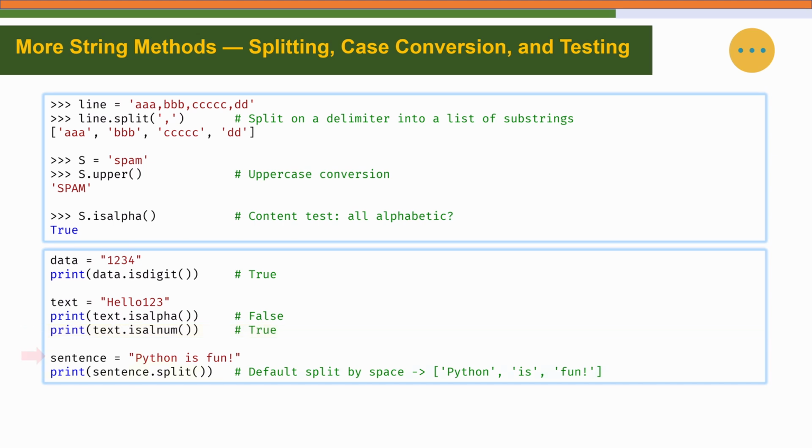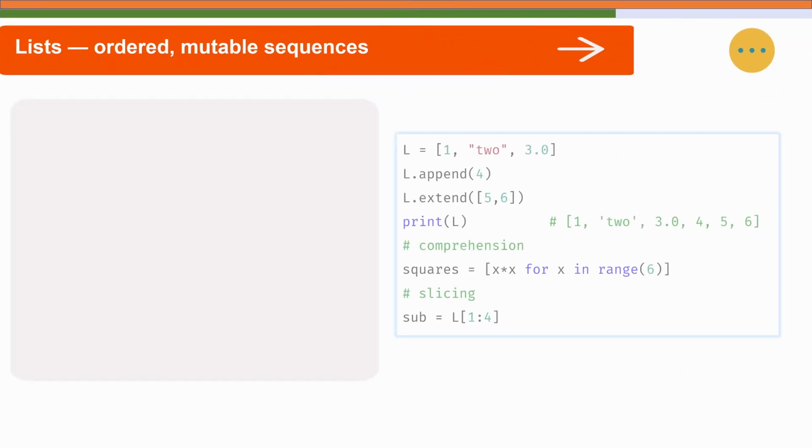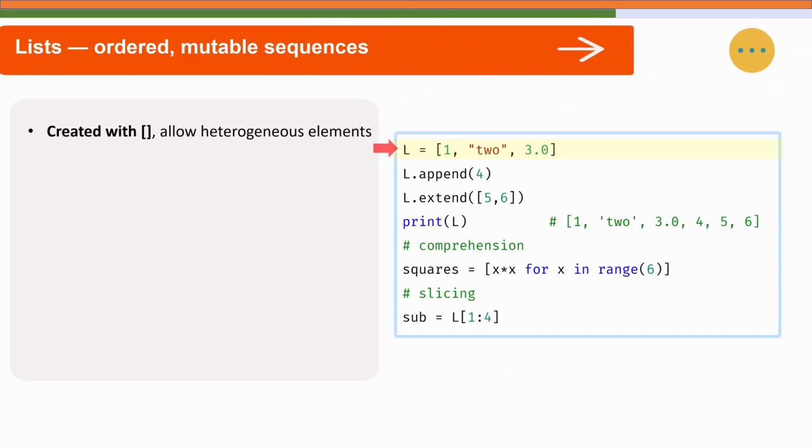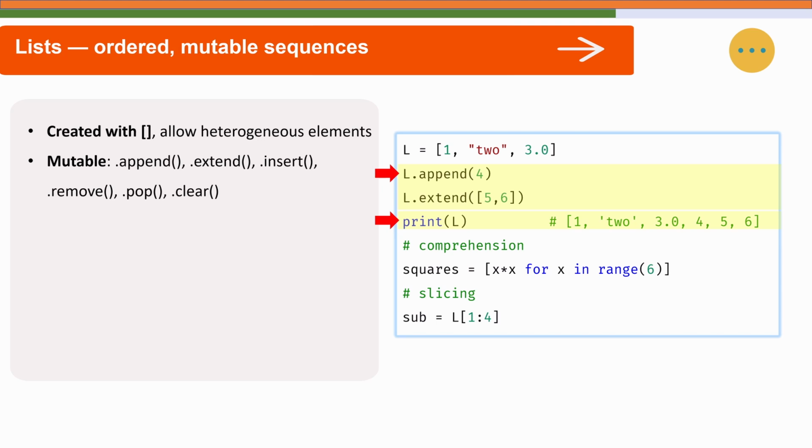And when you use .split with no arguments, Python splits on whitespace by default, that is for spaces, tabs and new lines. Lists are the go-to mutable sequence in Python. Use the append function to add one item, extend to concatenate from an iterable, insert to put an item at a position, and then pop to remove and return an element.